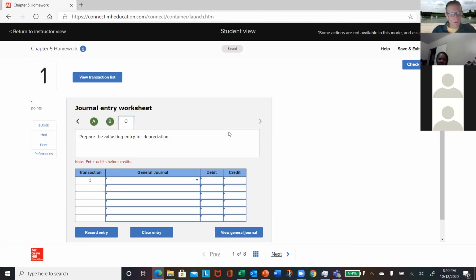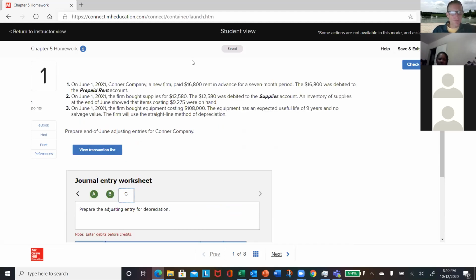Okay, third one, now we get to the depreciation. So on the depreciation, notice the date, June 1st, they bought some equipment costing $108,000. The equipment has an expected useful life of 9 years and no salvage value. Most of the problems they give you in chapter 5, I'll give you a heads up, usually they'll tell you no salvage value, but just in case, read it through and make sure you look for that number in case there is a number. It says the firm will use straight line method of depreciation.